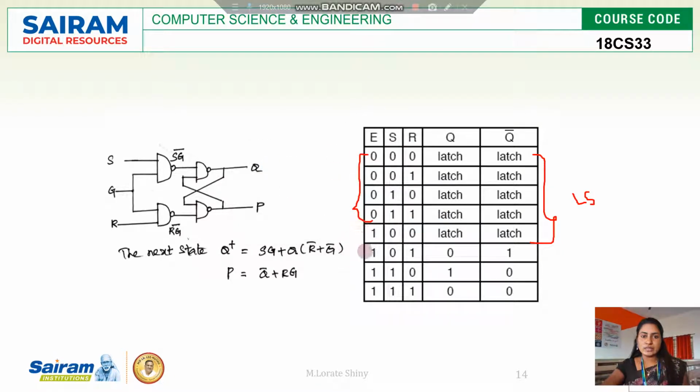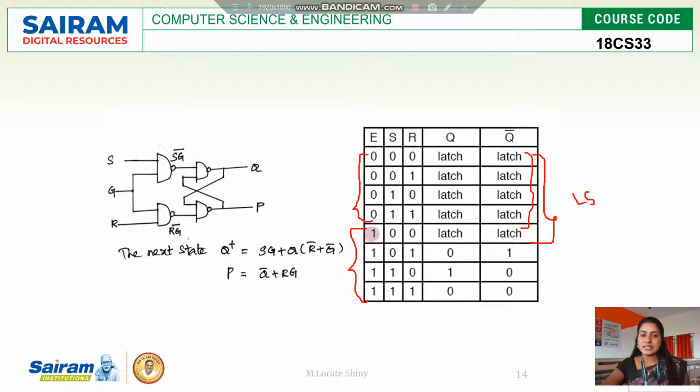In the next 4 cases, enable is 1. So as I said, if the enable pin is inactivate, then the latch will not work. That is why in the first 4 cases, we are getting the last state as output. So whatever the inputs are, the latch will not work. It will just give the previous state output.